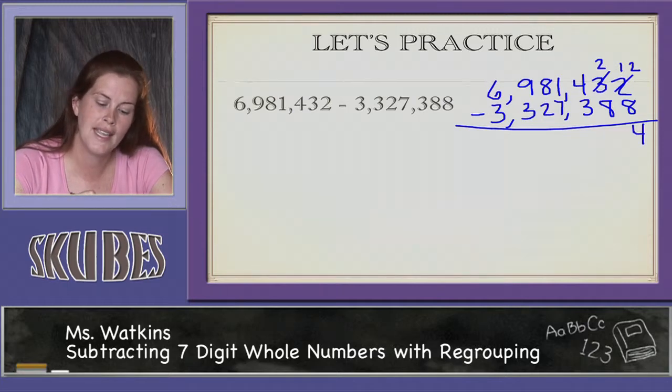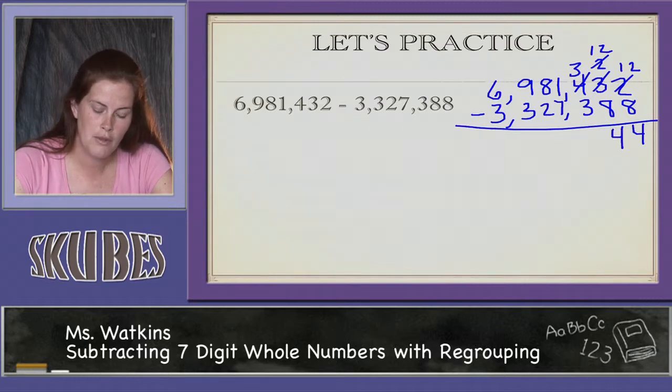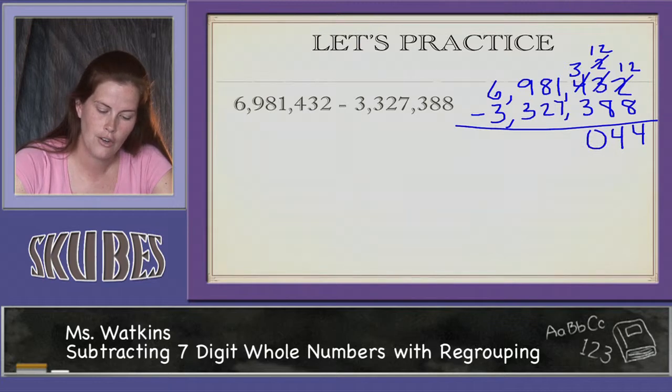Okay, we need to regroup again. Come to our hundreds place, that 4 becomes a 3, and this 2 becomes a 12. 12 minus 8 equals 4. All right, moving to our hundreds place, 3 minus 3 equals 0. Our thousands place we need to regroup, so we'll come to our 10,000s place. Our 8 becomes a 7, and this 1 becomes an 11. 11 minus 7 equals 4.